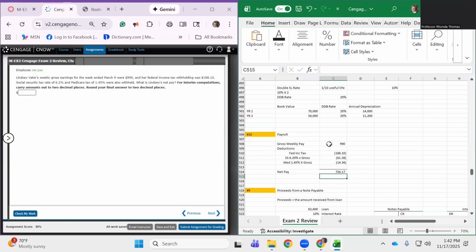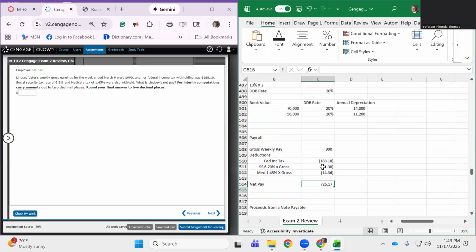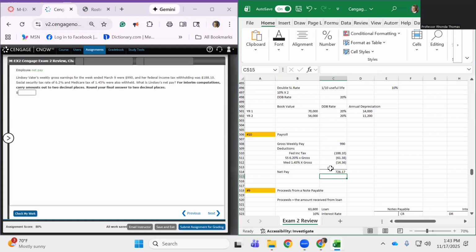So one more time, you take the gross. The federal income tax calculation is beyond the scope of the class, so they're going to tell you what it is. You're going to take your gross times 0.062, and then the gross times 0.145, and I got 726.17.